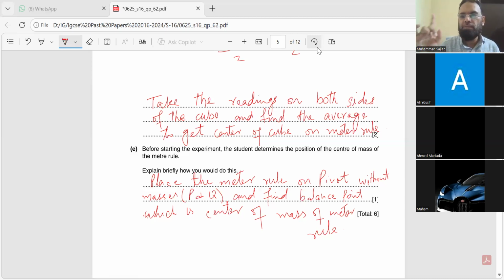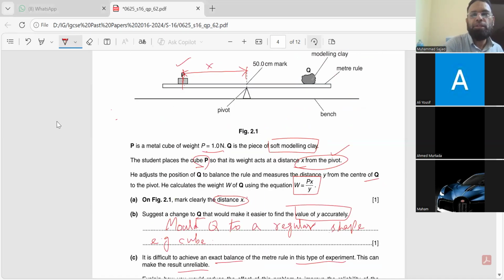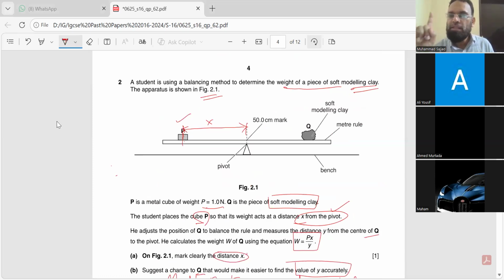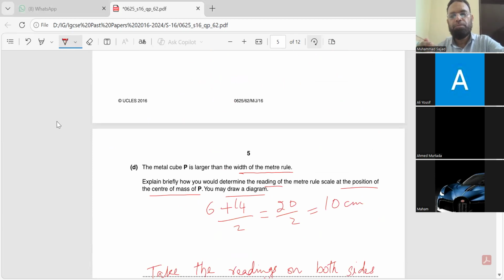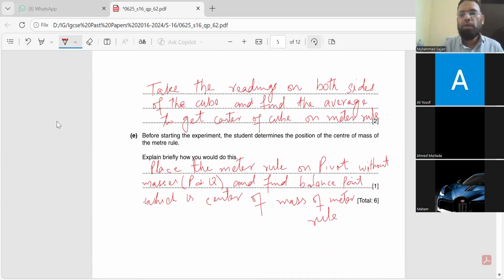Right now my finger was acting as a pivot without any masses. Why are we writing without any masses? In the question, actually, P and Q masses are given. When you are finding the center of gravity of this meter rule, they will not ask center of mass, center of gravity only. So without the masses, like I have done now, I have placed it at 10. It is not balanced still, a little bit of movement. And now it is almost balanced. Okay, so place the meter rule on the pivot without masses P and Q and find the balance point, which is the center of mass of the meter rule.